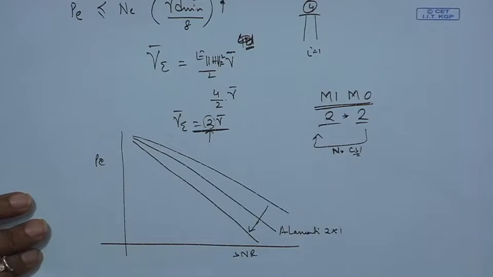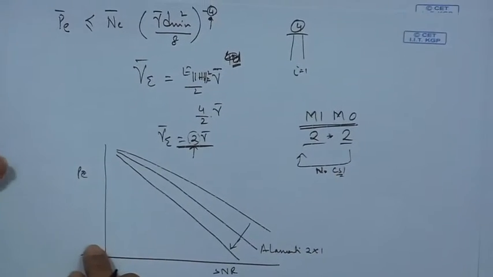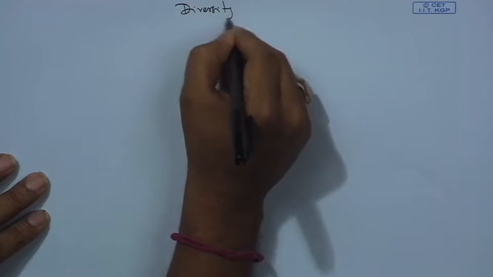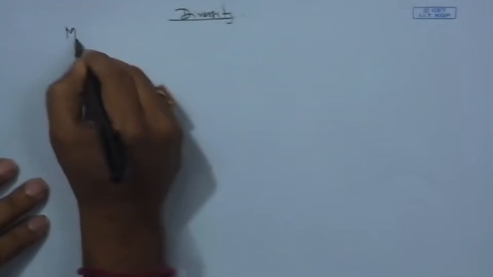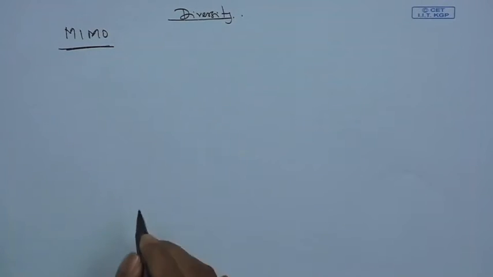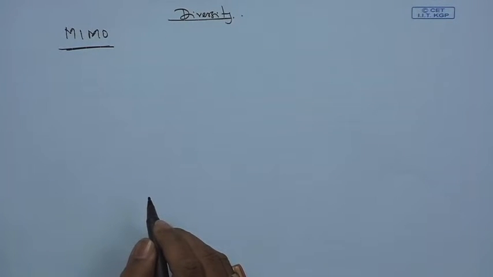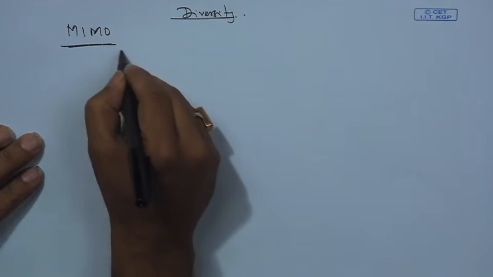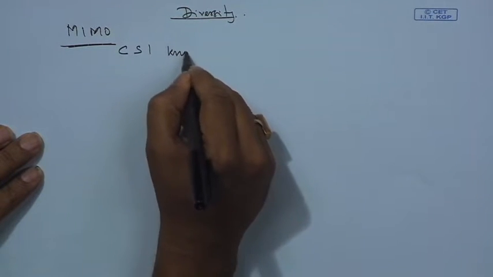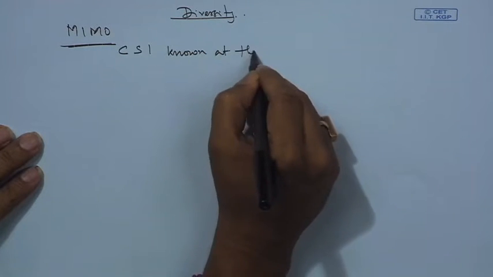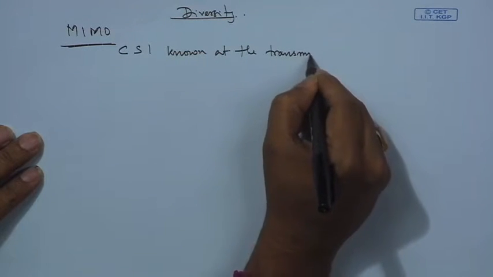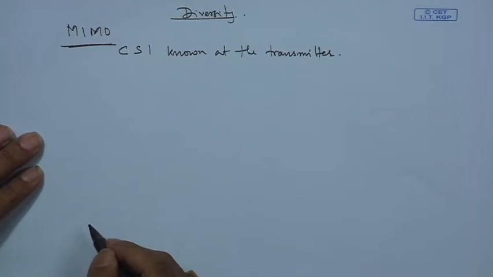Now we would like to move on to the scheme which uses channel state information at the transmitter and tries to obtain this performance. So we are still at diversity, and in diversity, what we will be looking at is multiple input, multiple output. We have already seen such a scheme, but in this particular mechanism, we will say that the channel state information is known at the transmitter.